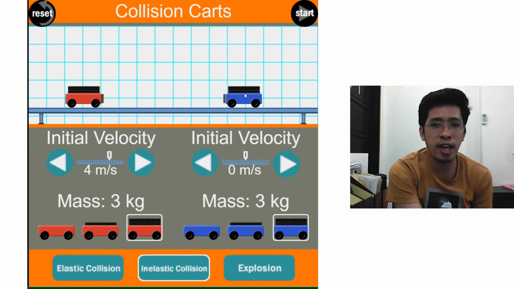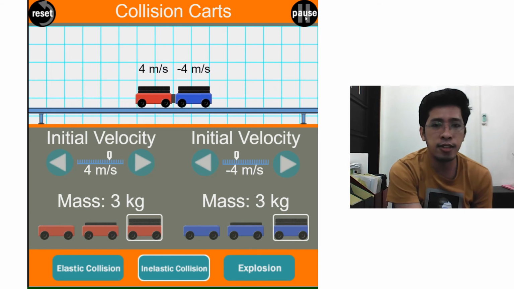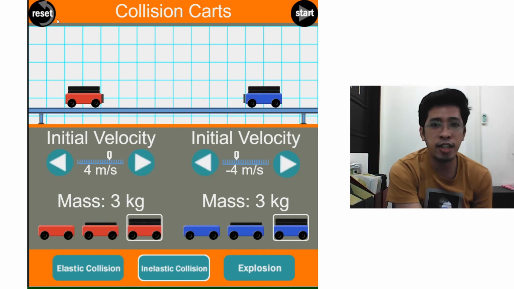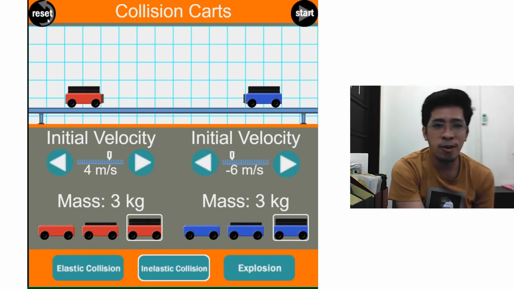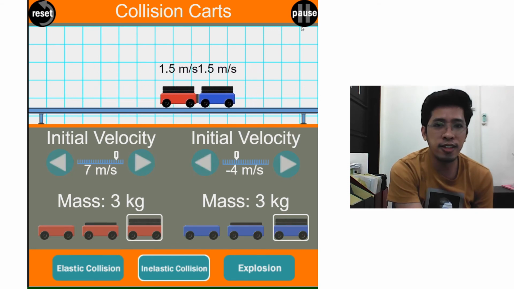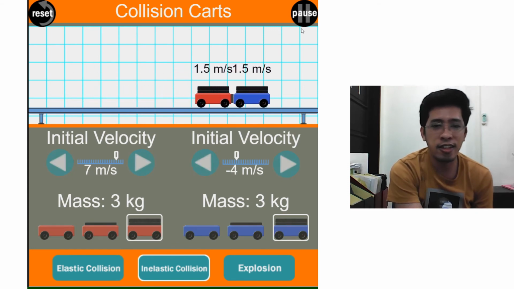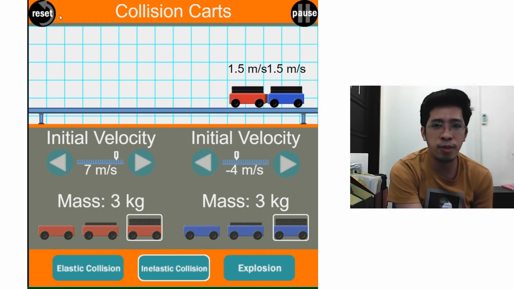Let's do it this time when both your carts have velocity, the same velocity in opposite directions. So what happens is they just stop and stick together. Now let's give your blue cart a greater speed. Then they stick together, but they move together at -1. So this is a different case. They stick together and move at the same velocity, 1.5 meters per second.